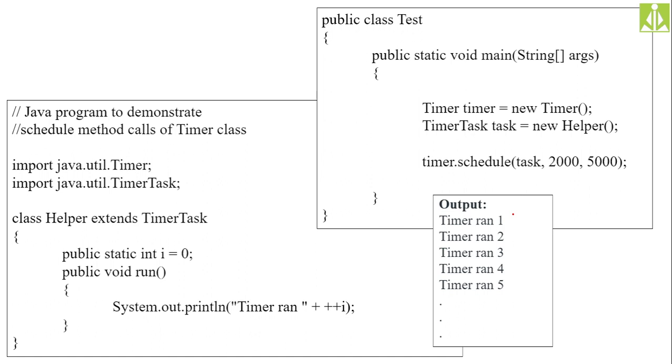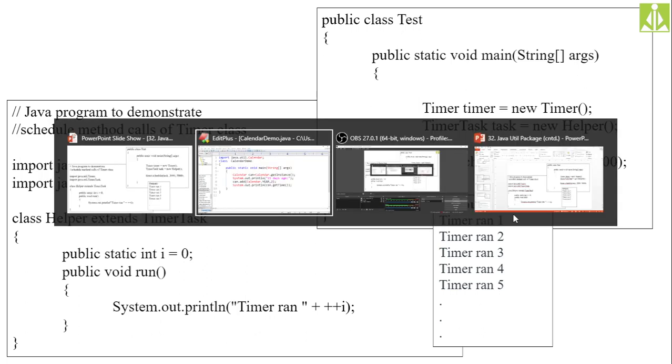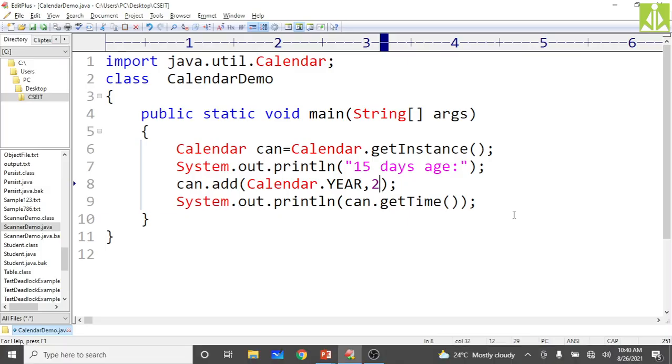So after 2000 milliseconds, something like that, we are doing a Java program to demonstrate schedule method calls of the timer class. After every 2000 milliseconds, a particular method will get invoked, the run method. So we will try to demonstrate this program and see what output we get. Simply, we need to import two classes: one is the Timer class, and the other one is the TimerTask class.